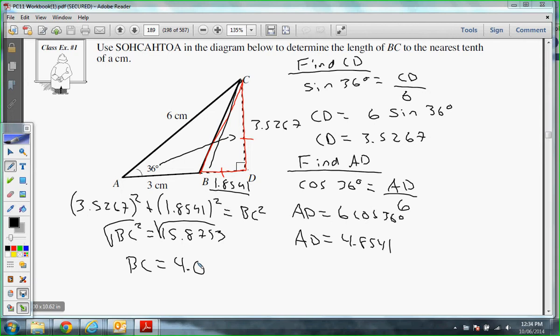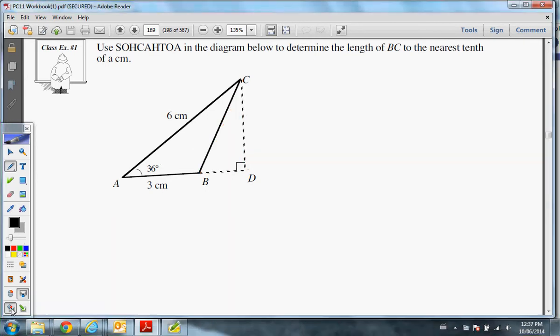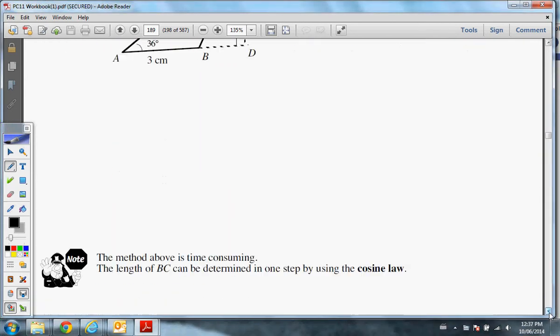And then what it says there at the bottom is this method here can be a little more time consuming because you're doing a lot of different things. So now it's going to introduce to you the cosine law itself. So this is the cosine law. There's two forms of it. We're going to talk about this one first.